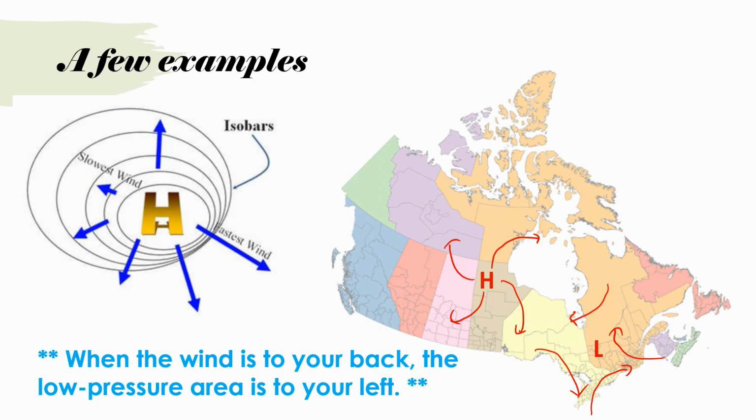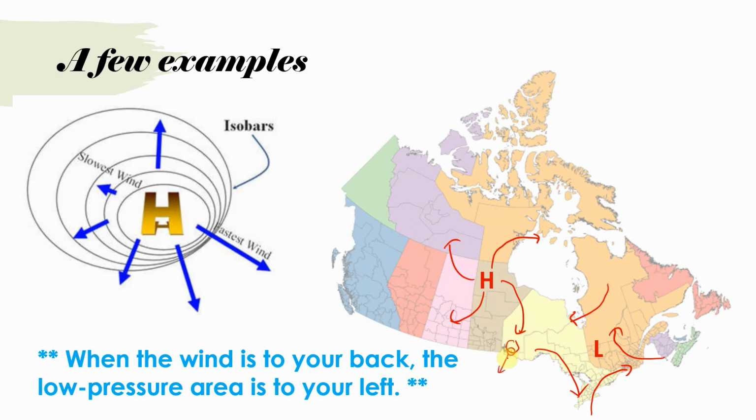When the wind is to your back, so if you're standing somewhere and you turn around so the wind is pushing into your back, you can always tell where the low pressure area is. It's always going to be to your left. So let's think about this. If I'm standing and the wind is to my back and I'm facing this direction here, where is the left? Where is the low pressure area? It's going to be to my left.